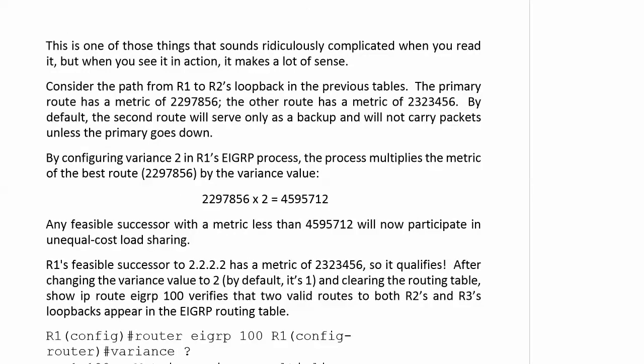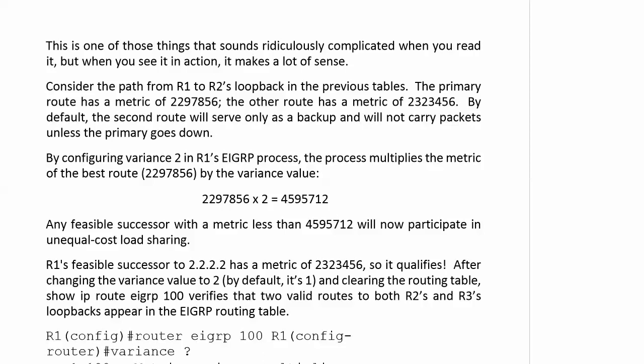We're going to talk about it on the board here, and then we'll go to the live equipment and take a look at it. Now, look at the path from router 1 to router 2's loopback in the previous tables. The primary route has a metric of 229.7856, and the other route, the feasible successor, had a metric of 232.3456. So by default, we know the secondary route is going to be a feasible successor. We know we find it in the topology table. But the problem is it's only a backup.